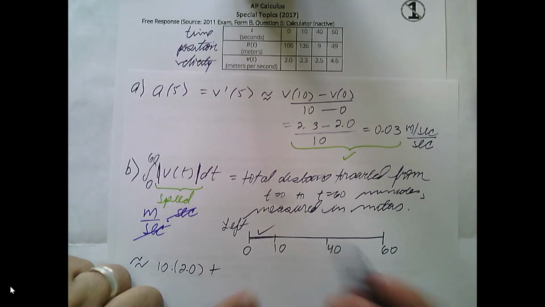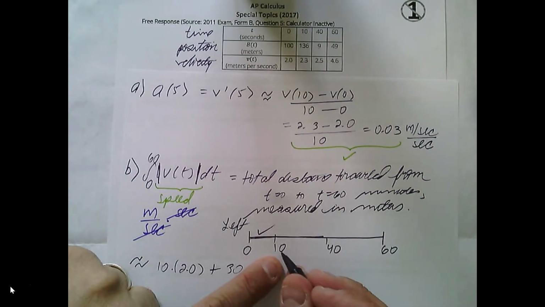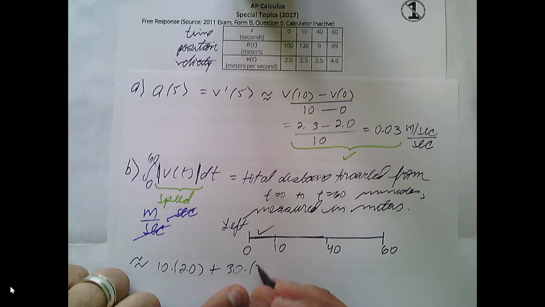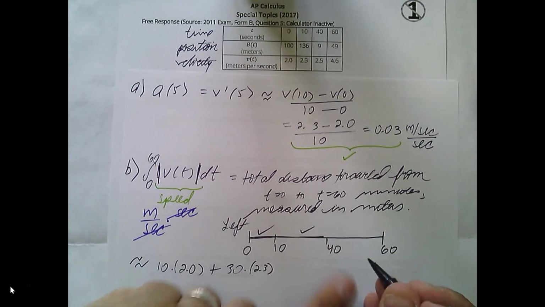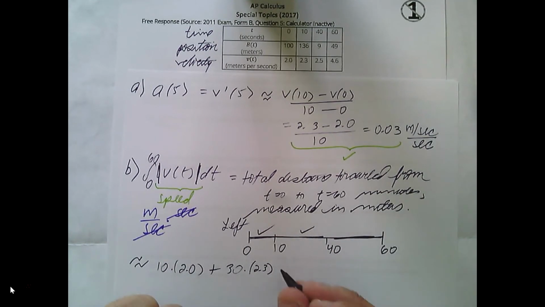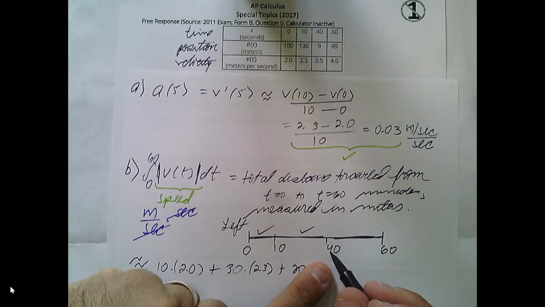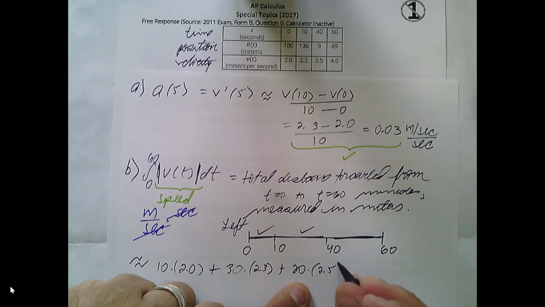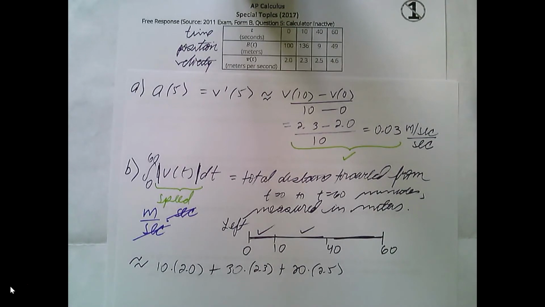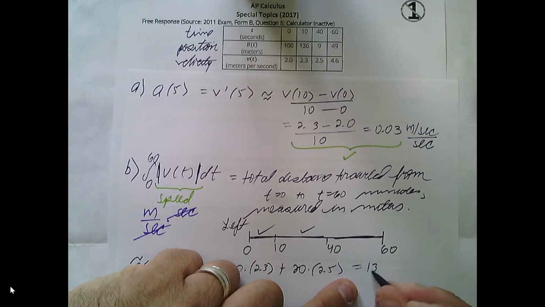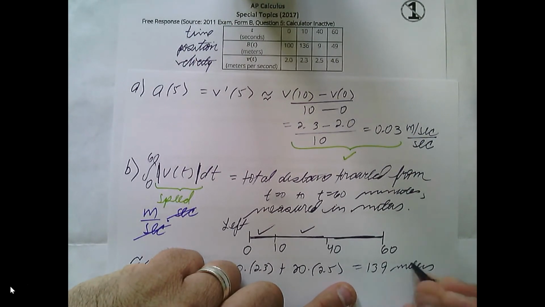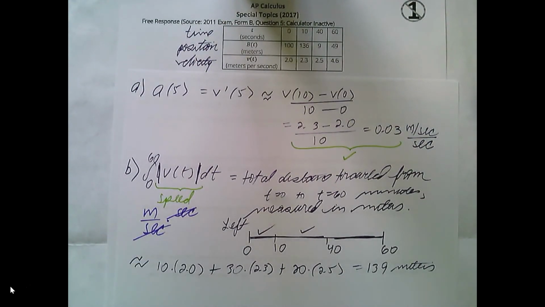That's your first one. Your second interval, how long is it? 30. Left endpoint method, what is the speed at 10? That's 2.3. Your third interval, how long? That's 20. Times how tall? The velocity at time 40 is 2.5. Don't bother simplifying. If you want to, if you just need to know, it's going to be 139 meters.